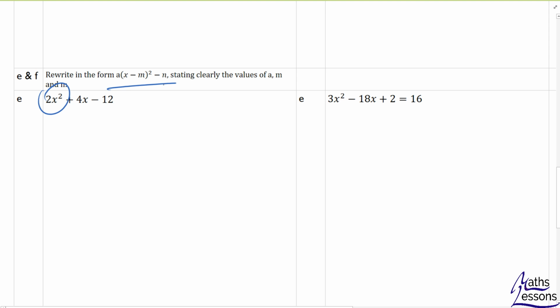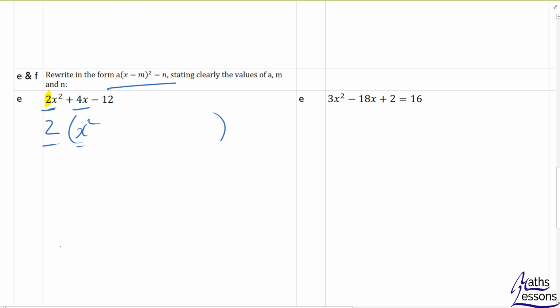And before we can do this, what we need to do is take out a factor of 2. So whatever this number is here, we need to take that factor out. Okay, we need to factor that out. So first of all, we write that factor there. Then we put a big bracket, and we're going to have x squared. 2 times x squared is 2x squared.